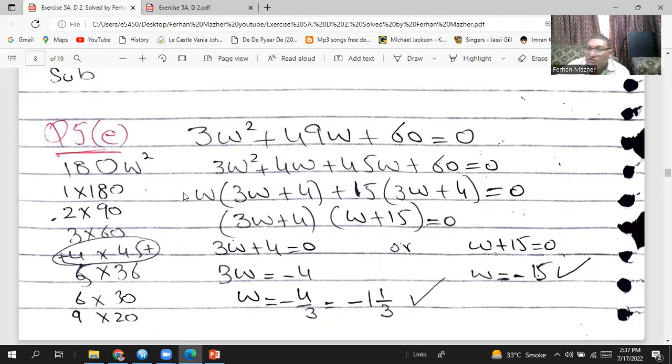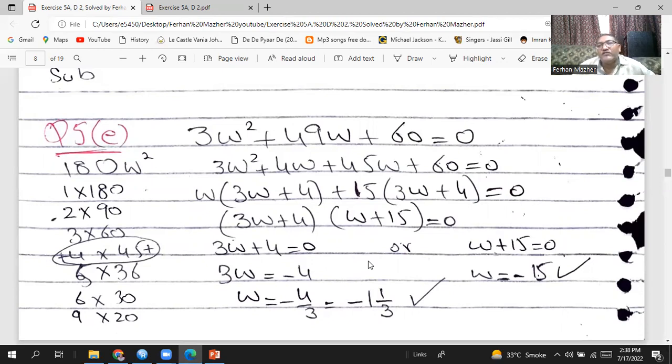From now you can see 3w plus 4 is common. From here we will have w, and from here you will have plus 15. These two brackets are multiplying with each other and the answer is 0, so either the first bracket is 0 or the second bracket is 0. So 3w plus 4 is equal to 0, so 3w equals minus 4, and w equals minus 4 by 3. When you divide 4 by 3, you get minus 1 whole 1 by 3.